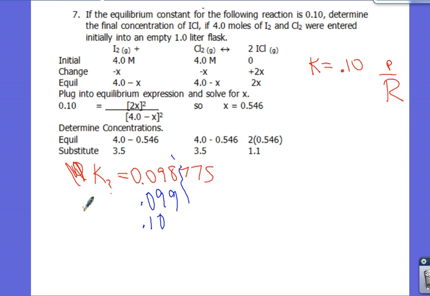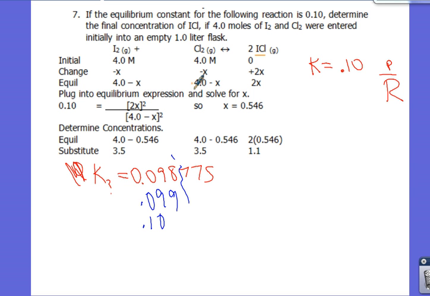And then number 7's, again, pretty much the same idea. Set up your problem. Let's read this. Kids get confused by this. Equilibrium constant is 0.10, so we know the K. Determine the final concentration of ICl, that's this guy, if 4 moles of iodine and chlorine were emptied into a 1 liter flask. So 4 moles into 1 liter, 4 moles of chlorine into 1 liter, so they're both 4 molar. There is 0 ICl in there.